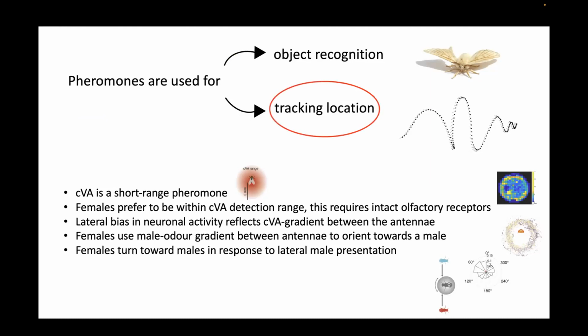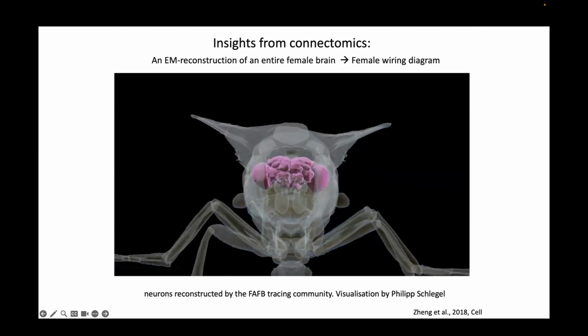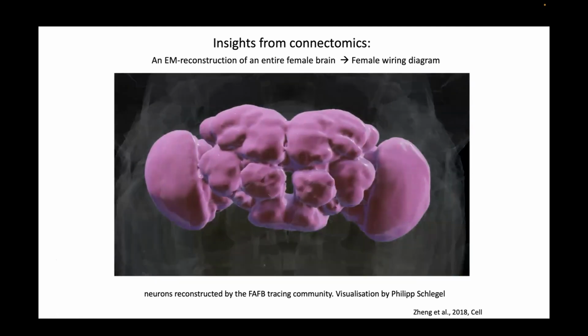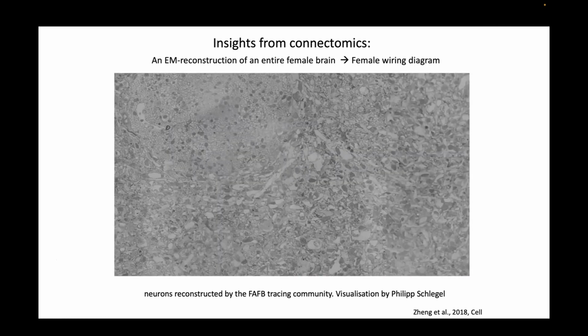Okay, so now we want to go into the nervous system and try to see how the fly brain represents all of this information that comes from the smell, both the recognition of the object and tracking the location. In order to do that, I'm using connectomics. Luckily, Megan already introduced you to what connectomics is. So we have a brain of a single fly, and we can really follow and reconstruct all the individual neurons from this electron microscopy volume.